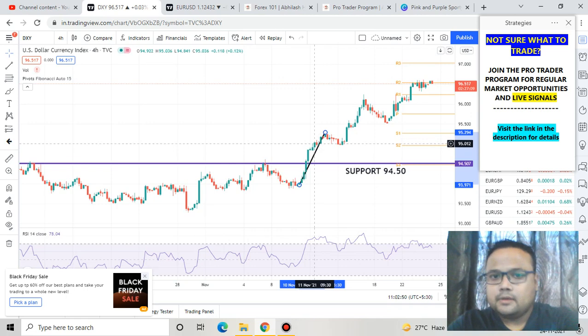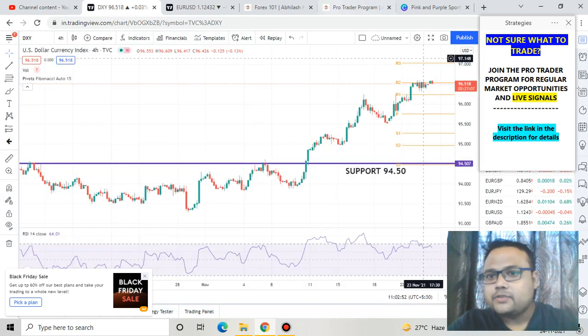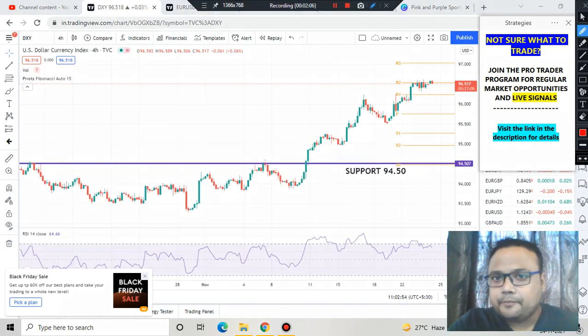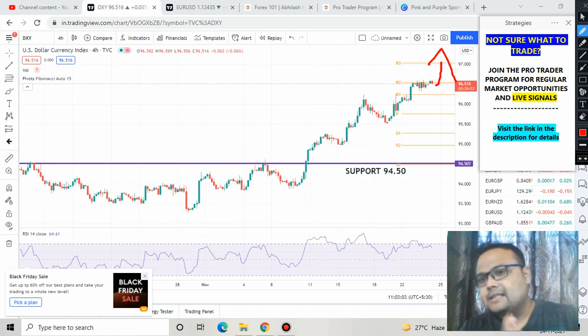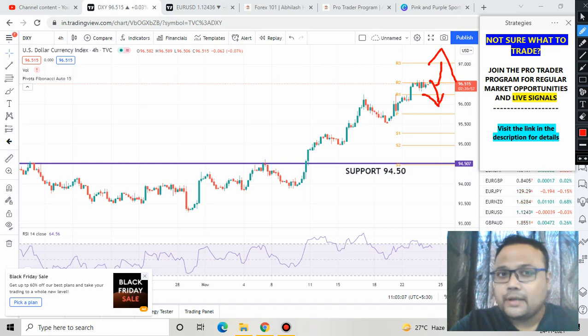So if the data is good and DXY starts going up again, definitely Euro USD will feel the pressure and will be going down. But on the other hand, if the data is somewhat negative and US dollar DXY starts going down, then we may see some recovery on the chart of Euro USD. So keep your eyes on the chart of DXY as well, because DXY's movement will be very crucial for Euro USD.